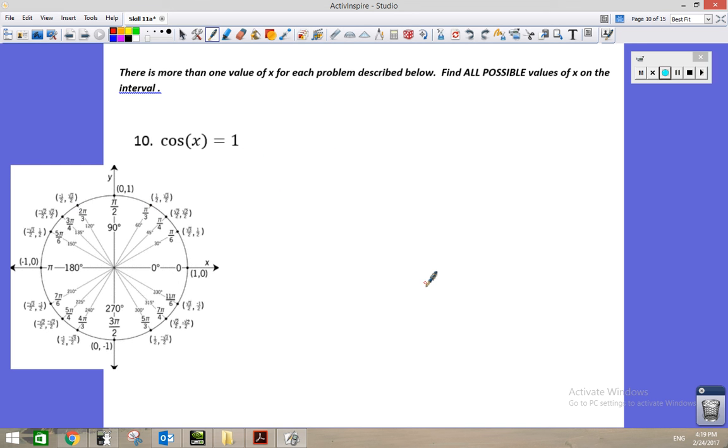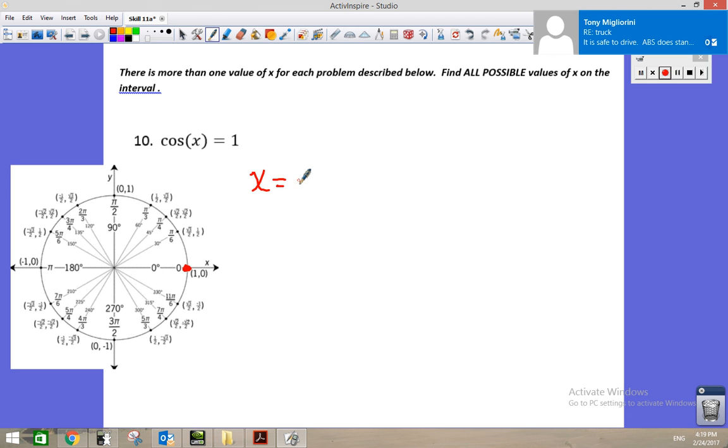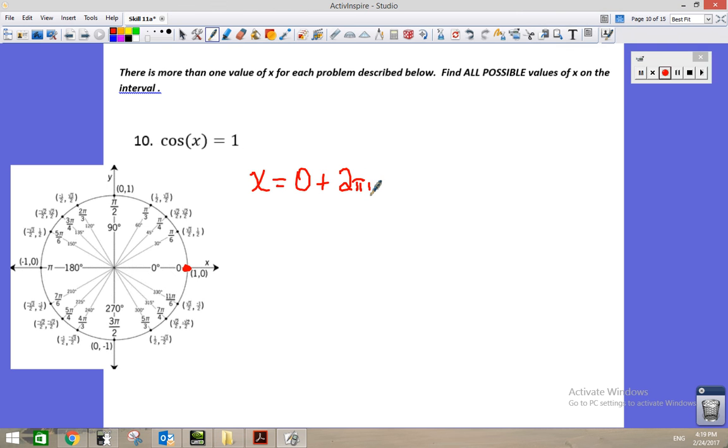Cosine of some angle is equal to 1. I'm going to look at the unit circle and see if I can find an x-coordinate of 1. And I find it right here. Now, this equation has infinitely many solutions. I can describe those solutions by having 0 plus any coterminal angle 2 pi n. Okay, they did not want infinitely many solutions. They only wanted solutions that were between negative 4 pi and positive 4 pi.